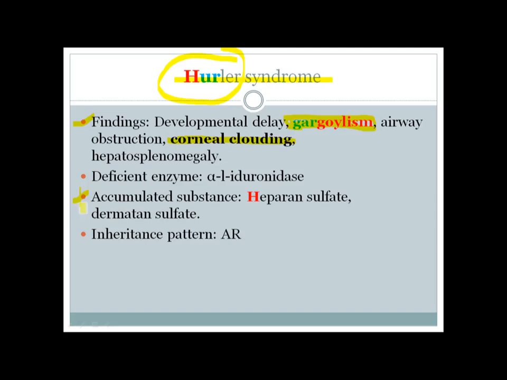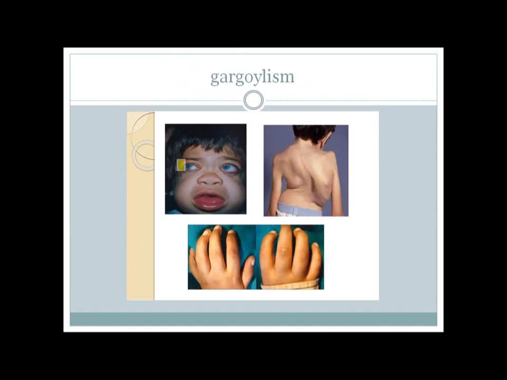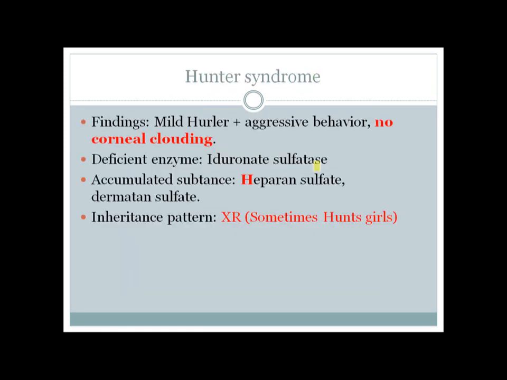The accumulated substance, you can remember from the name that has H: the accumulated substance is heparan sulfate, H. And the deficient enzyme is alpha-L-iduronidase. There can be deposition of mucopolysaccharides like heparan sulfate and dermatan sulfate in the liver and spleen also, so the patient can have hepatosplenomegaly. Here you can see musculoskeletal deformities associated with gargoylism in Hurler syndrome.